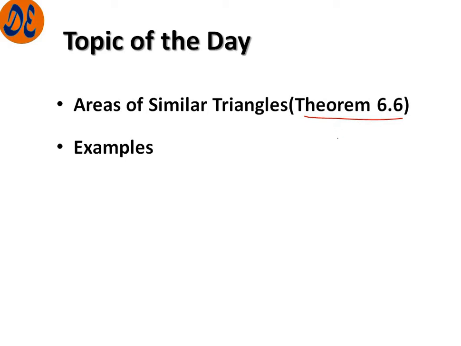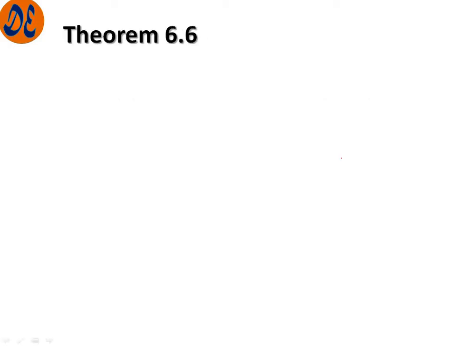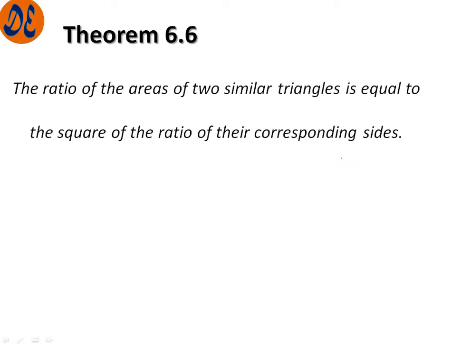Theorem 6.6 is known as the area of similar triangles. So let us first see what theorem 6.6 says. Theorem 6.6 says the ratio of the areas of two similar triangles is equal to the square of the ratio of their corresponding sides.